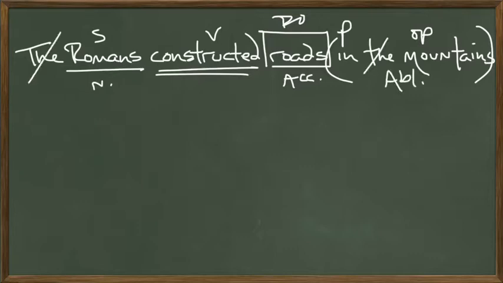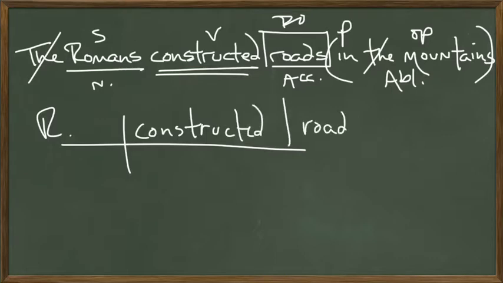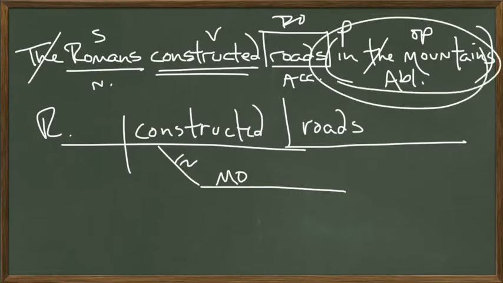The is an article adjective. Okay? Pretty straightforward diagram here. Romans, actually let's just do it like that, speed things up. The Romans constructed roads. And where did they construct those roads? They actually constructed them in the mountains. Since we're answering the question where, this is actually an adverbial prepositional phrase, and we're going to put it under the verb. In the mountains.